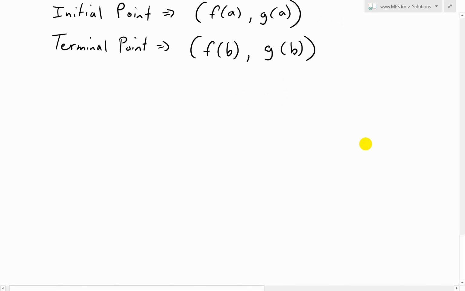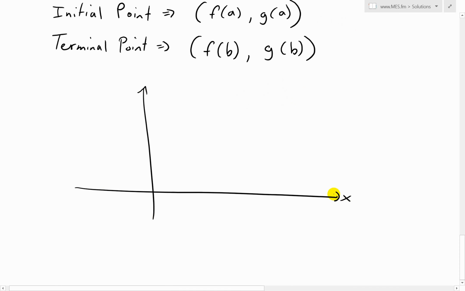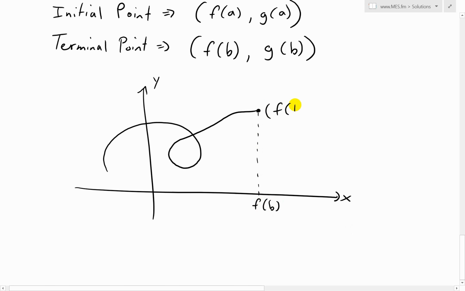And if you were to graph this out, this is x, this is y, and you had a random function like this, just to be general, we have at this point here x equal to f of b. So this point here is f of b and g of b, and that's at this point across here. That is our g of b.